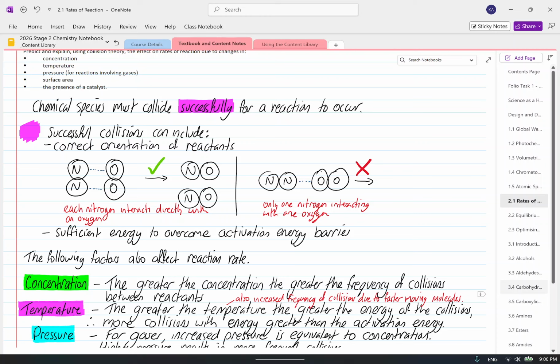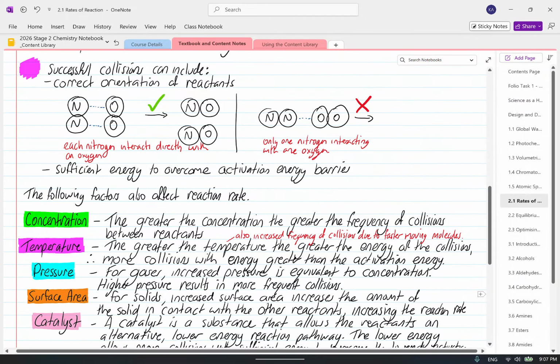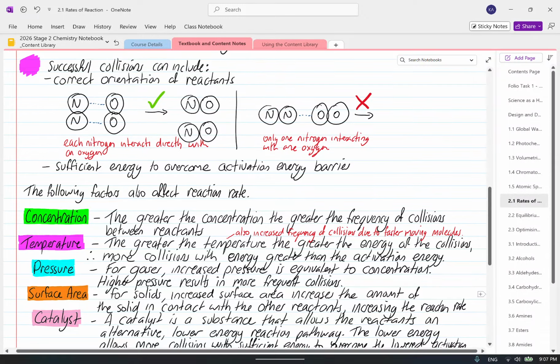Usually it's going to come from the internal energy of the molecules themselves when they're coming together. So molecules that come together with sufficient energy will react. Molecules coming together with sufficient energy but in the wrong orientation will not react. Now, here are the following factors that can impact some of those.